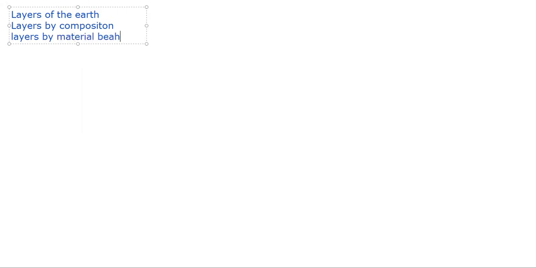So now, for this last part of the lecture, we're going to be going into layering of the Earth. And we're going to talk about layers by composition, and layers by how they behave, by material behavior, or rheology.